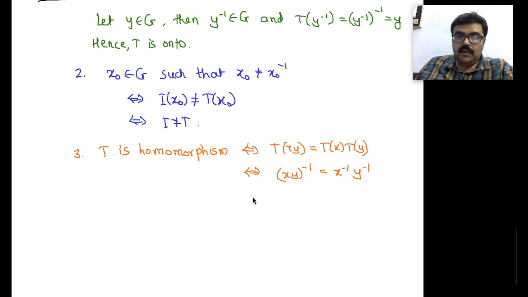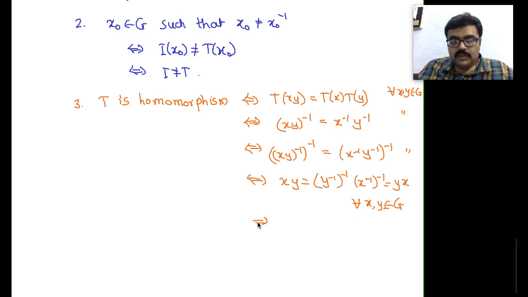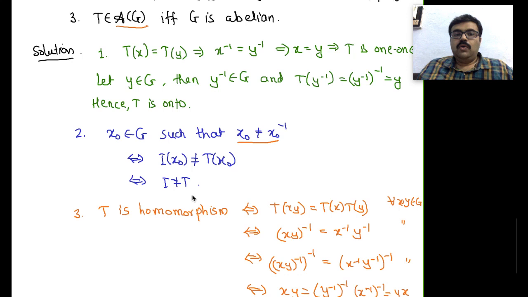Now if we take inverse on both sides, what do we have? (XY) inverse inverse is (X inverse Y inverse) inverse. Here we have XY, and here we have Y inverse inverse and X inverse inverse, which is nothing but YX. Of course, this is for all X, Y in G. Therefore, we can say that this implies G is abelian. I hope you can see this color, it's very light. So G is abelian, and then we have a homomorphism which is non-trivial only in this case.